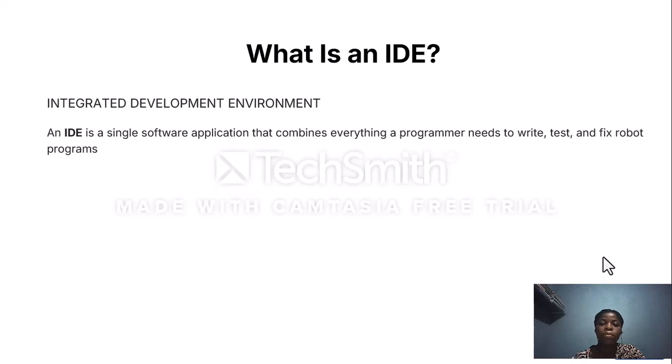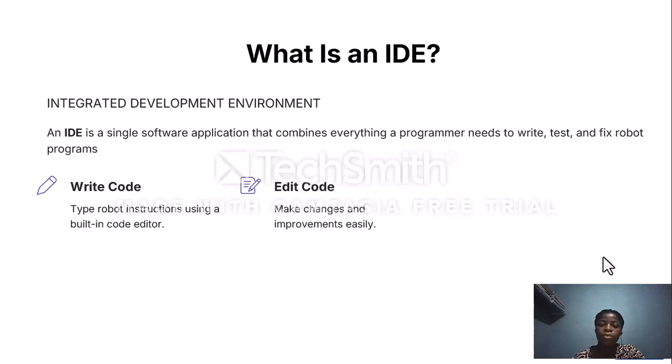You have 5 points. Okay, so an IDE is a single software application that combines everything a programmer needs to write, test, and fix robot programs. So an IDE is used to write code, to edit code, find errors, upload programs, and test programs too.